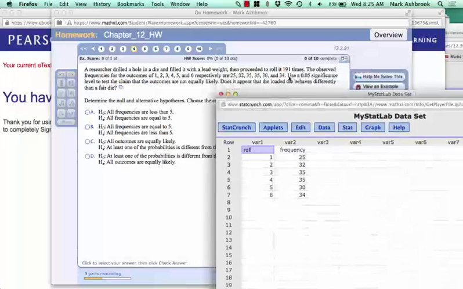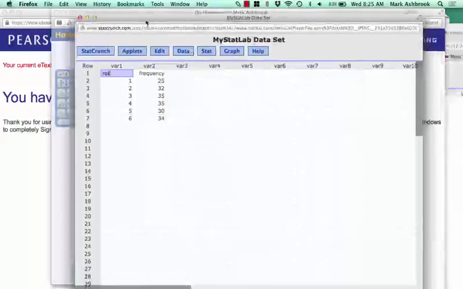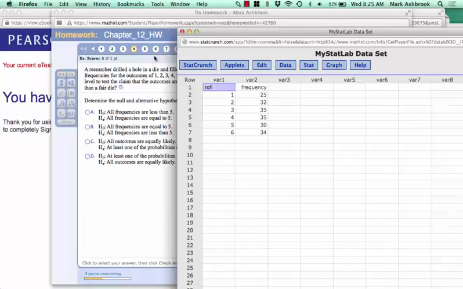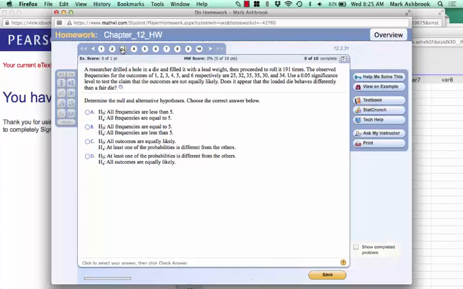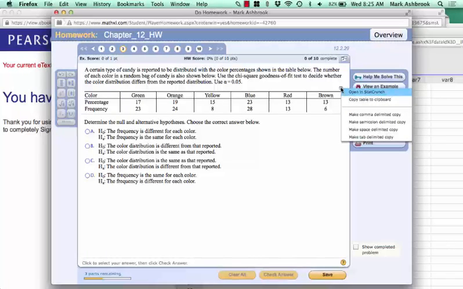So let's see here. I want a different one. This is because we're going to do that in a second. I want a different one here. Here's the M&M's problem. So let's see what happens when it opens up.